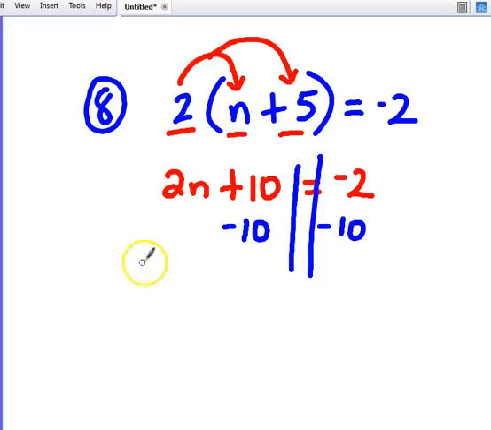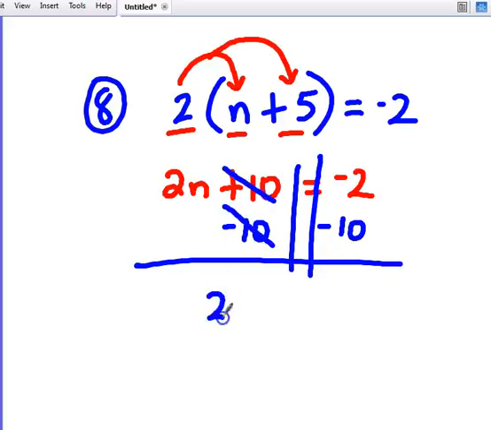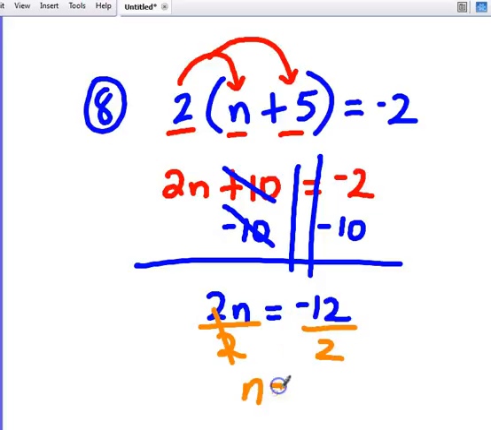Remember, you can draw your bridge if you want, but what you do to one side, you do to the other. So 10 minus 10 is 0. So I get 2n equals -2 minus 10 is a -12. And since 2 times n, we do the opposite, which is divide. And so n equals -6. Voila! That's beautiful there. But if you notice, what I did was subtracted both sides, then divide.